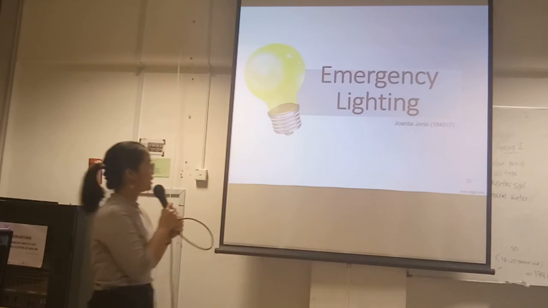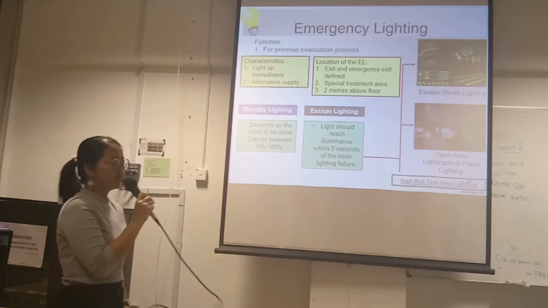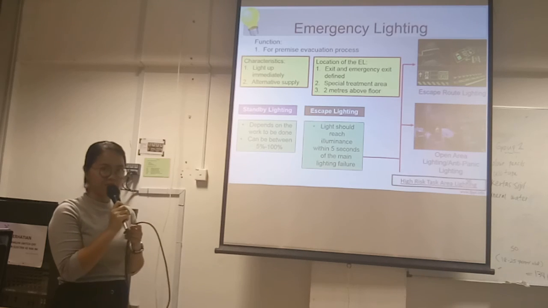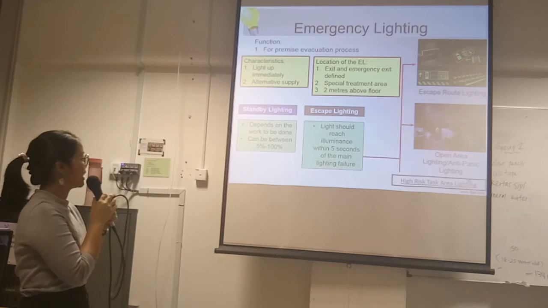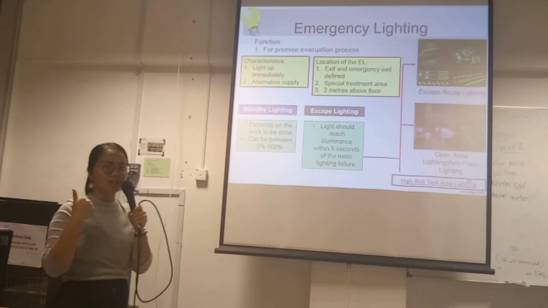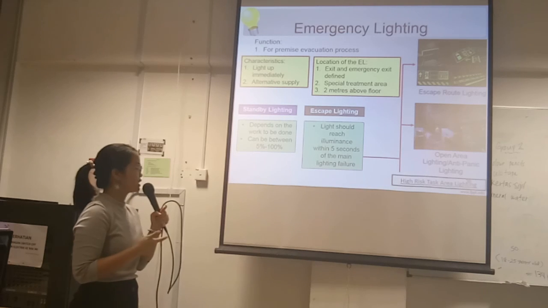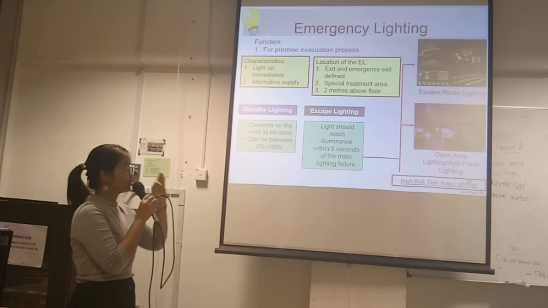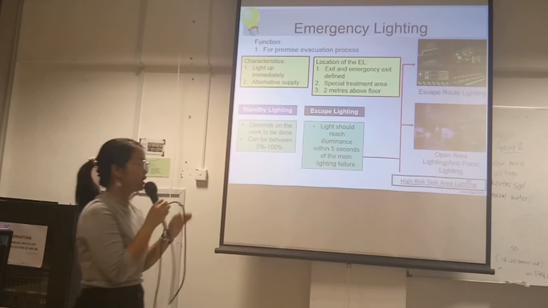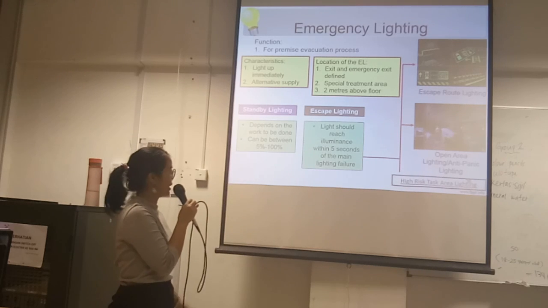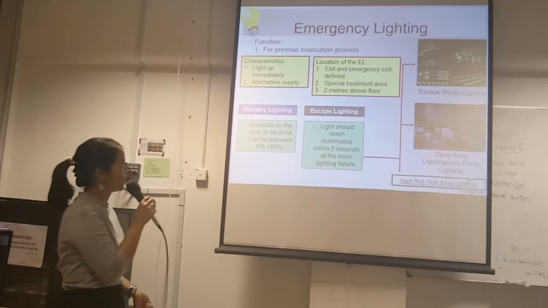For the last part of the guideline, it is about emergency lighting. So for your information, emergency lighting is to guide the evacuation process in a premise. There are two most important characteristics in choosing emergency lighting: it must light up immediately and have an alternative supply, for example, a generator. And there are two types, standby lighting and escape lighting. Examples of escape lighting are escape route lighting and open area lighting or anti-panic lighting. And the third example of escape lighting is high risk task area lighting.